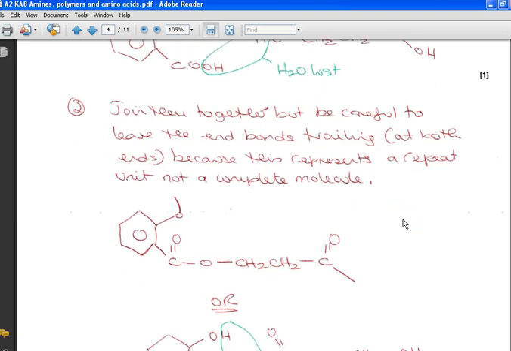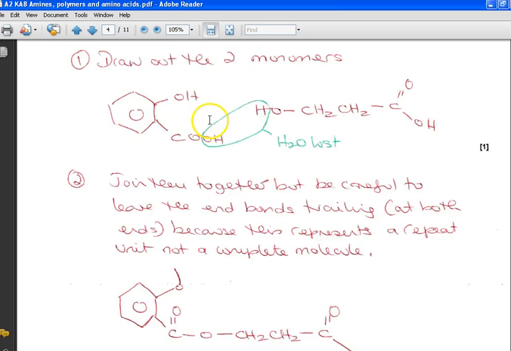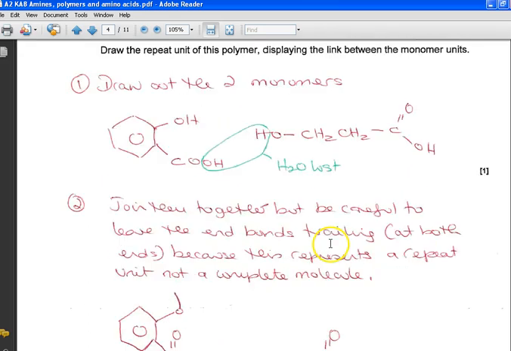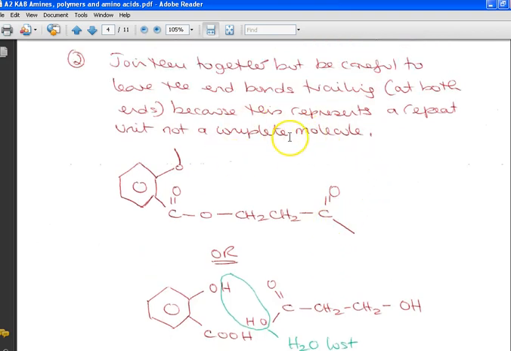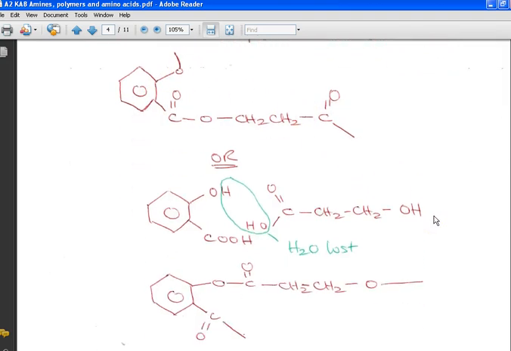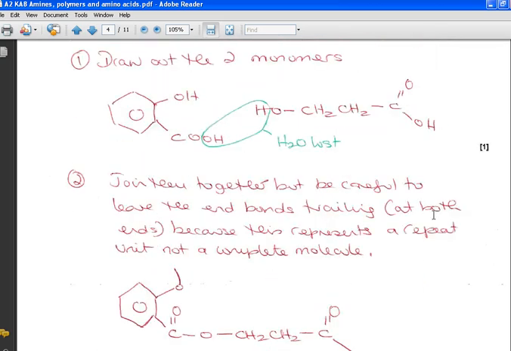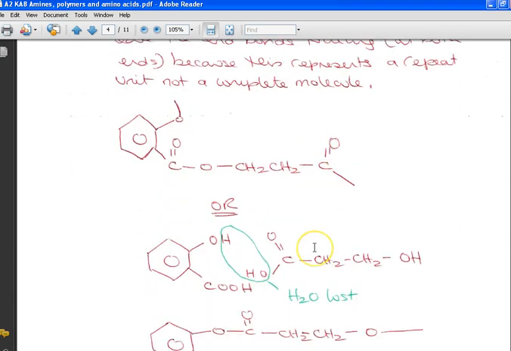But because you're being asked for a repeat unit, it's very important that you don't put those last hydrogens here that are actually in the formula, because you're showing a repeat unit which is not the complete molecule, so you need the trailing bonds at the end. So obviously there are two possibilities here, depending on how you joined your two monomers. You could do them in this direction, or this acid group here could join to this alcohol here, and either of them are correct.